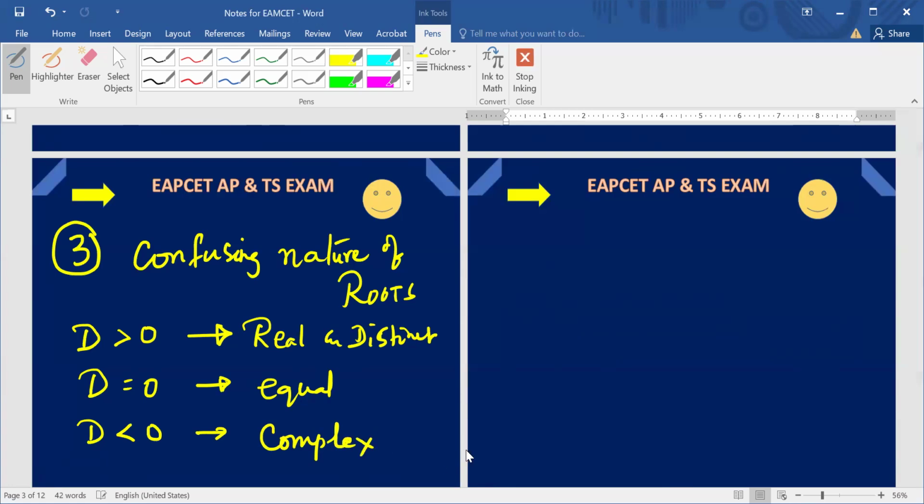Why I'm putting complex, because we don't have to call it complex, but we can say it should be imaginary roots. Also, I can call this to be like this. Okay, right. So I have given you three important tricky questions.